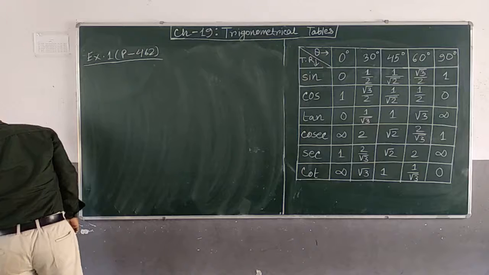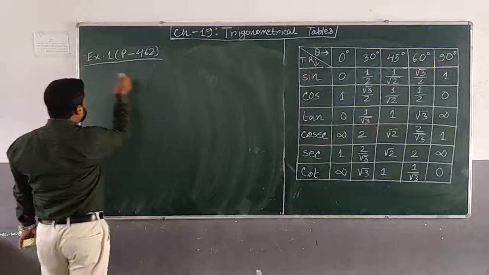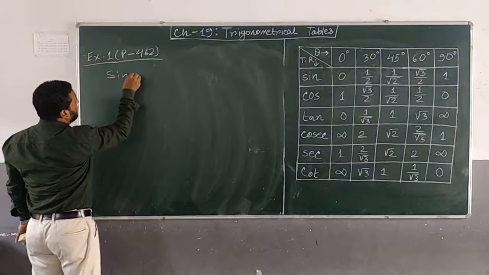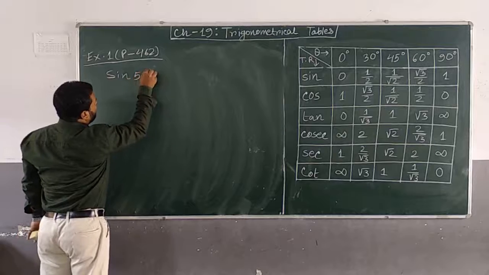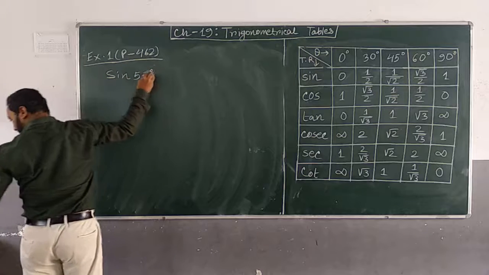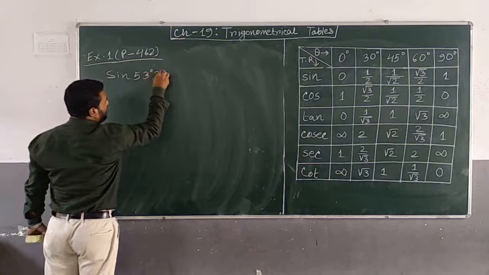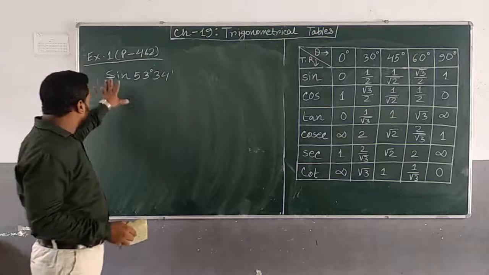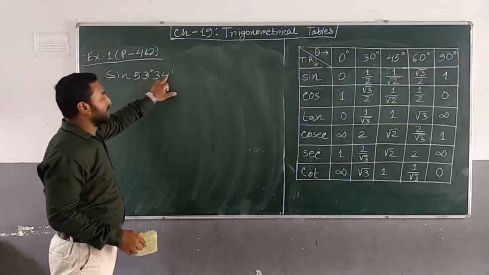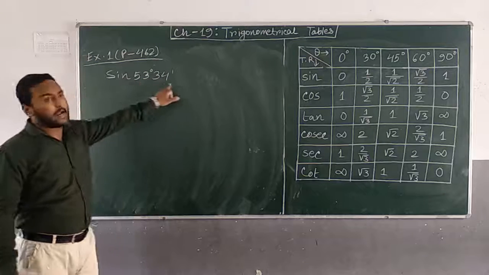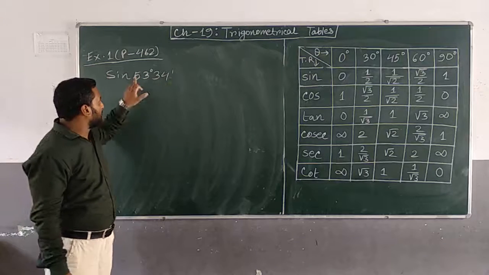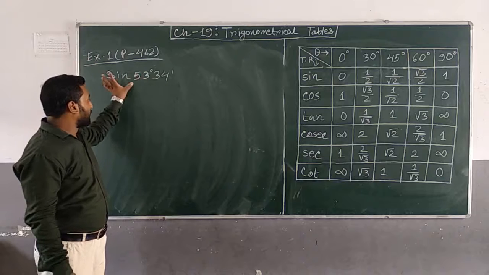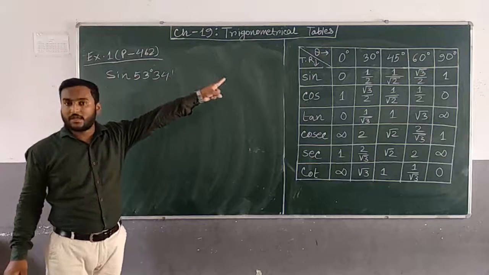It is given sine 53 degree 34 minutes. Okay. We have to find the value of sine 53 degree 34 minutes. This is not a standard angle. So you have to see the value of this trigonometric ratio from the trigonometric tables.